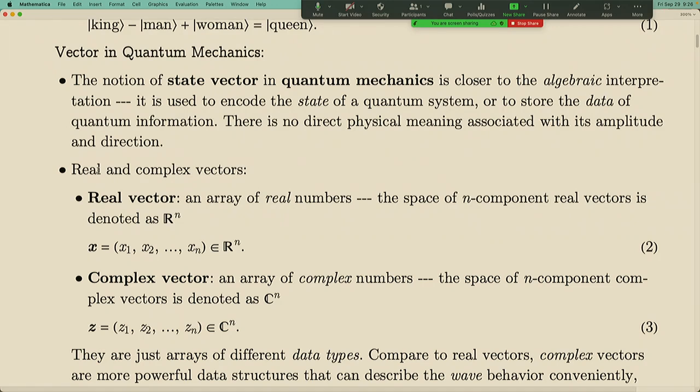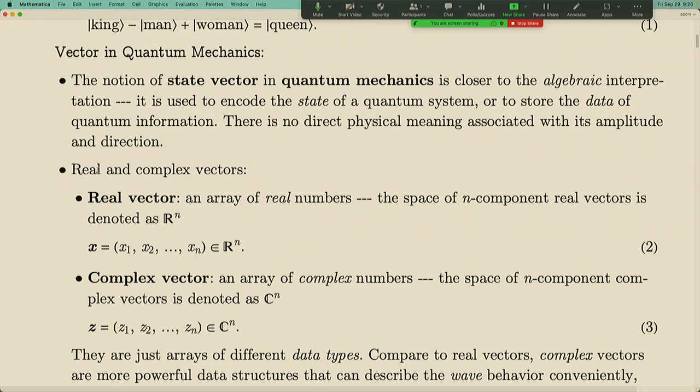And then this n-component real vector will, the space of n-component real, what does it mean by space? Meaning that you can have a lot of vectors, all possible n-component vectors, all together form a space. And then that space is denoted as R to the power n. And this power n means that I have n components of real numbers. So any vector that has n real components belongs to this vector space, denoted as R to the power n. R stands for real set, basically.